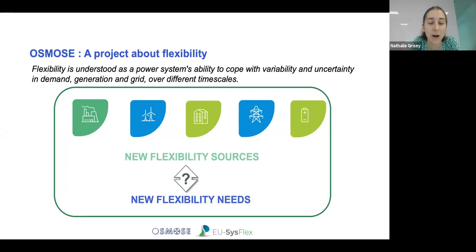It means that in the project, we think that short-term issues are related to long-term issues, and thus we want to study them all together. As presented by Marianne previously, the power system is evolving a lot, and thus we have new needs of flexibility which are arising, mainly due to the penetration of renewables and also to the electrification of demand. But fortunately, there are also new sources of flexibility, like storage, like the flexibility of renewables, of the demand, and also of the grid. And thus in our project, we try to see how we can address the new needs of flexibility with the new sources in the most effective way.